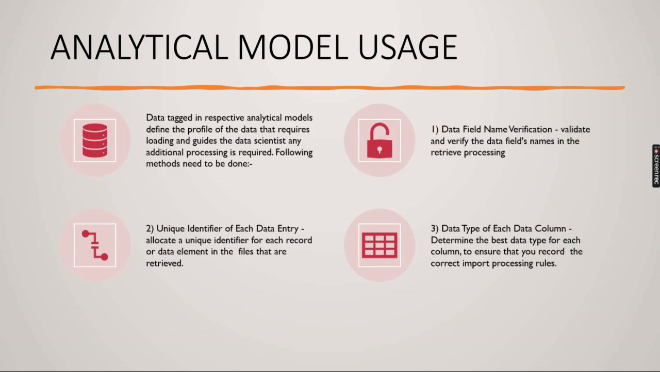Analytical model usage: the data tagged in the respective analytical model defines the profile of the data that requires loading and guides the data scientist on whether any additional processing is required. So the following methods need to be done. First, we have to find the unique identifier for each data entry. We call it the primary key, generally in the case of an SQL table. Every data entry should have a unique identifier. Allocate a unique identifier for each record or data element in the files that are retrieved.